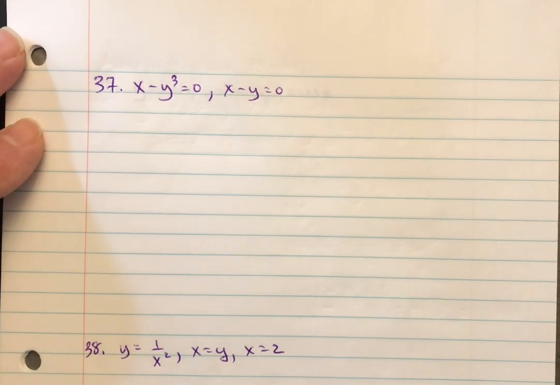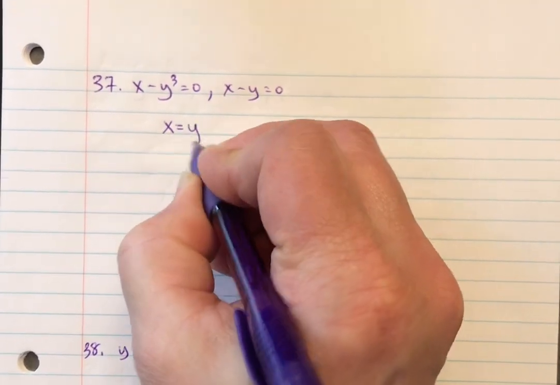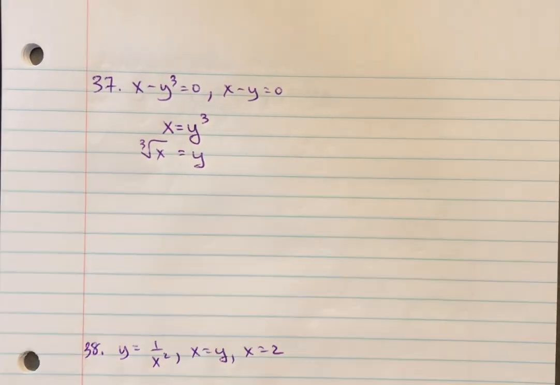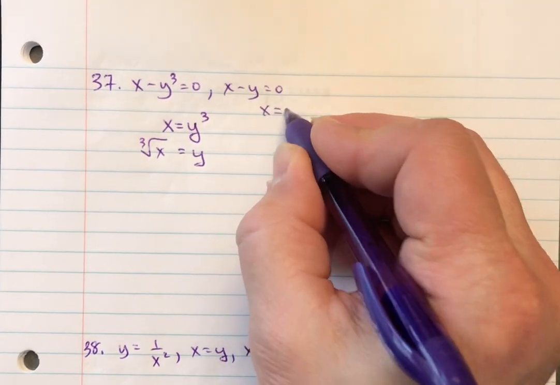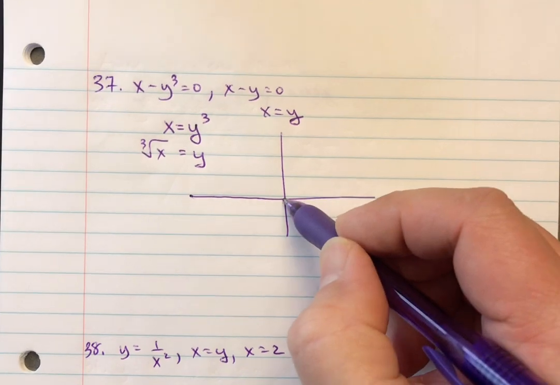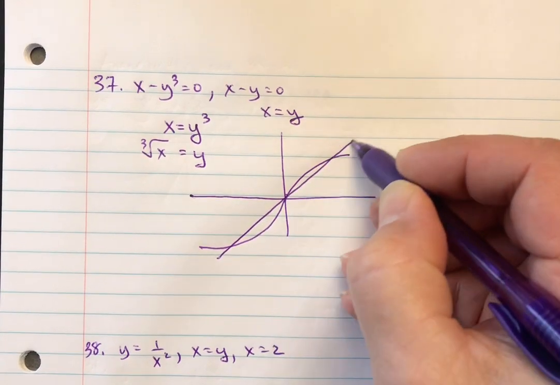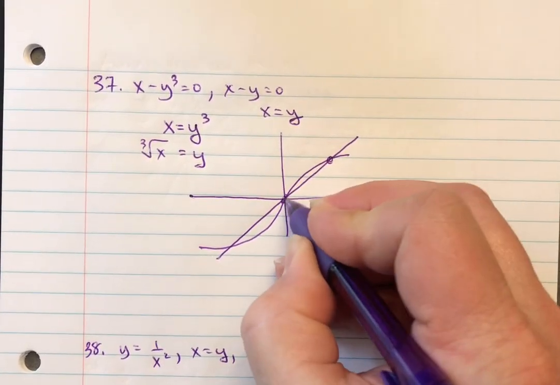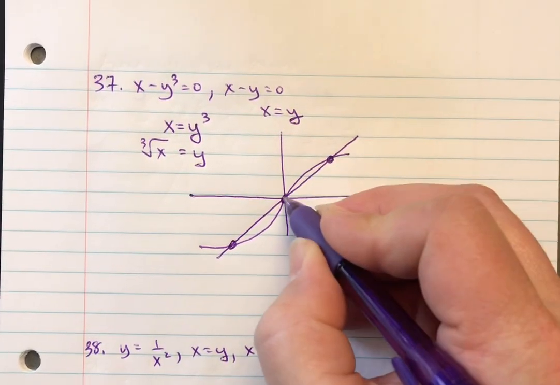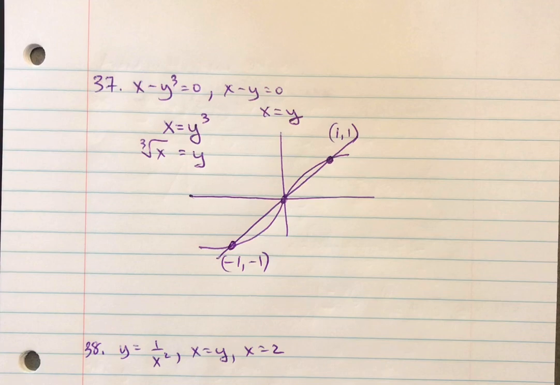For 37, they say that this is a propeller-shaped region. What happens is we have x equals y cubed, so y is equal to the cube root of x. And here we have x equals y. So when I graph this, I get a cube root function. It looks like this. And then I have the identity function, which is y is equal to x. Now, my graph isn't perfect here, but these intersect at (0, 0), (1, 1), and also at (-1, -1).